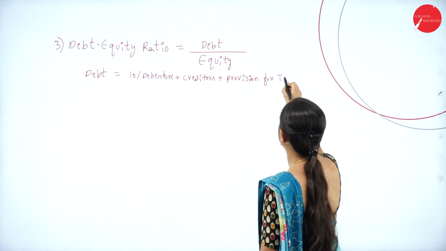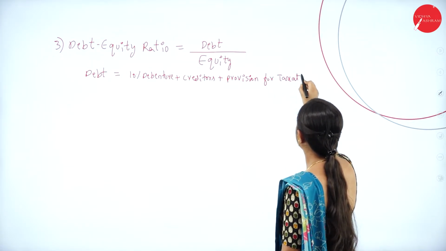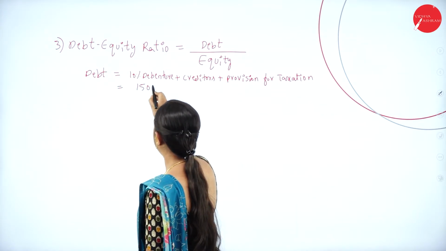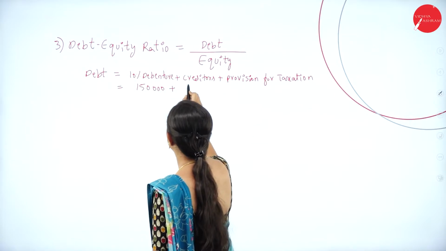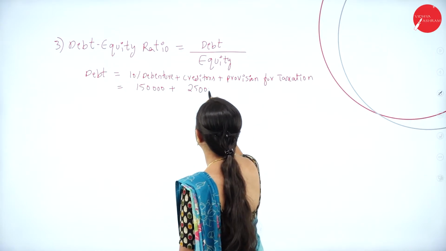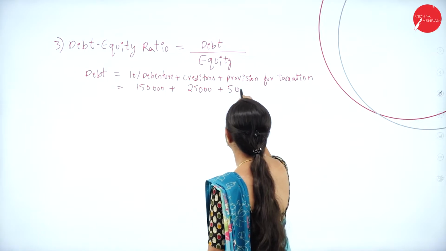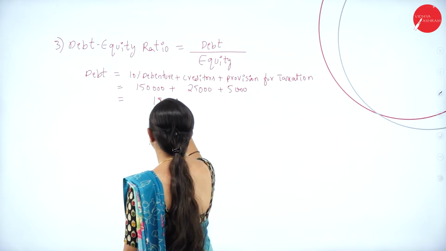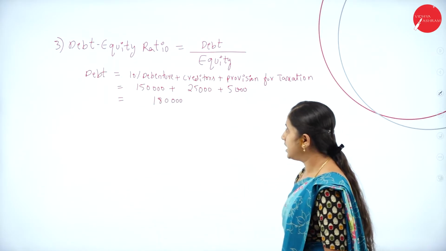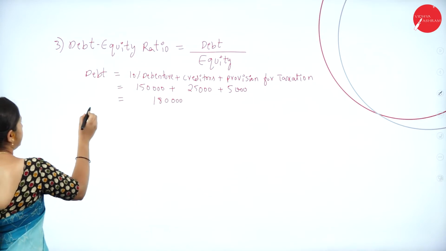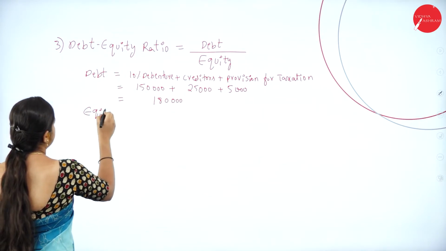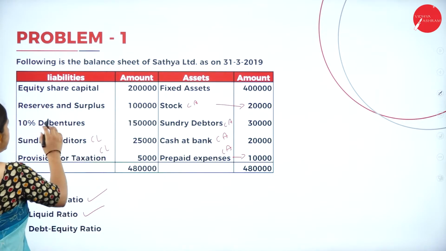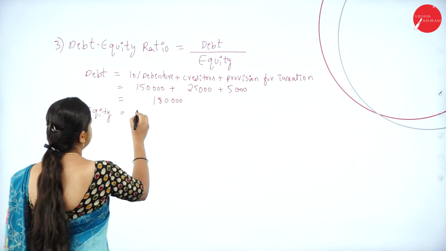10% debenture is 1,50,000 plus creditors is 25,000 plus provision for taxation is 5,000. Total 1,80,000. 1,80,000 is debt. Next, calculate equity. Equity includes equity share capital plus reserves and surplus.